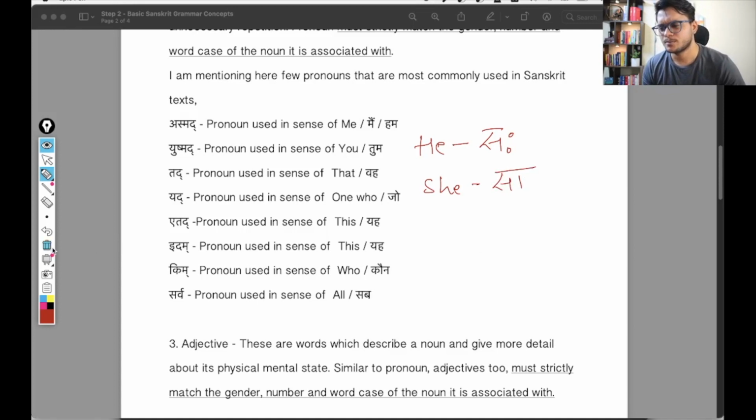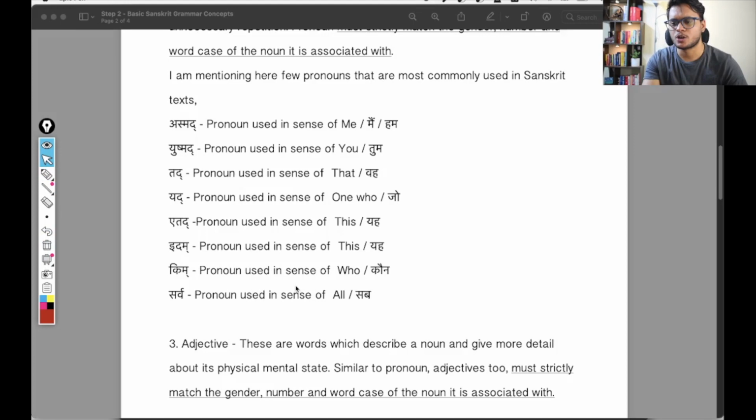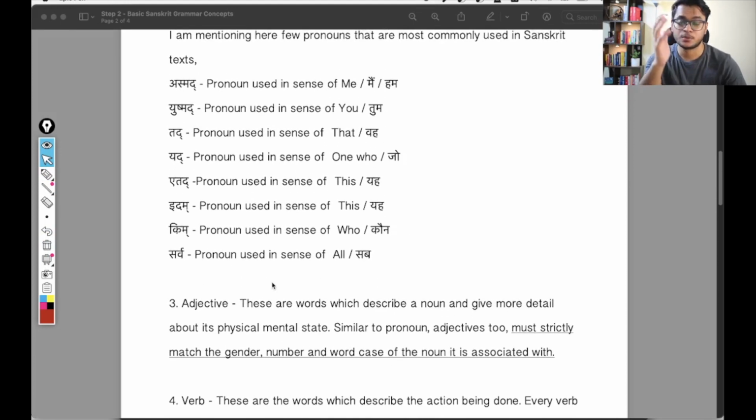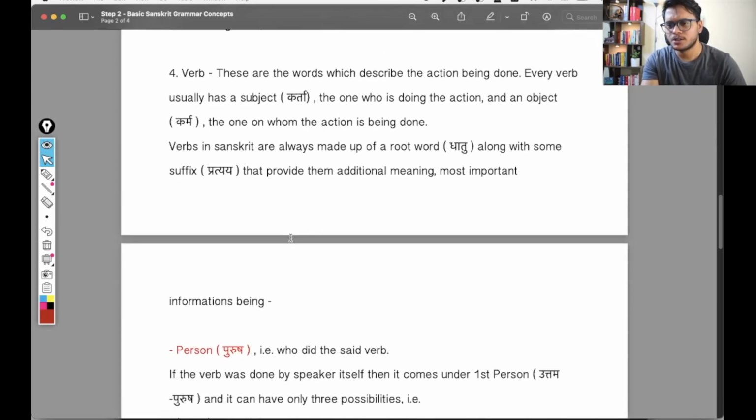We'll encounter them while we decode an actual text, and then we'll learn them then and there only. Don't worry. If you want to learn in your free time, just get the list of commonly used pronouns from Google and learn it. I've already mentioned the base word of this pronoun. Asmat is the base, and then you have different forms. Okay, so this is covered.